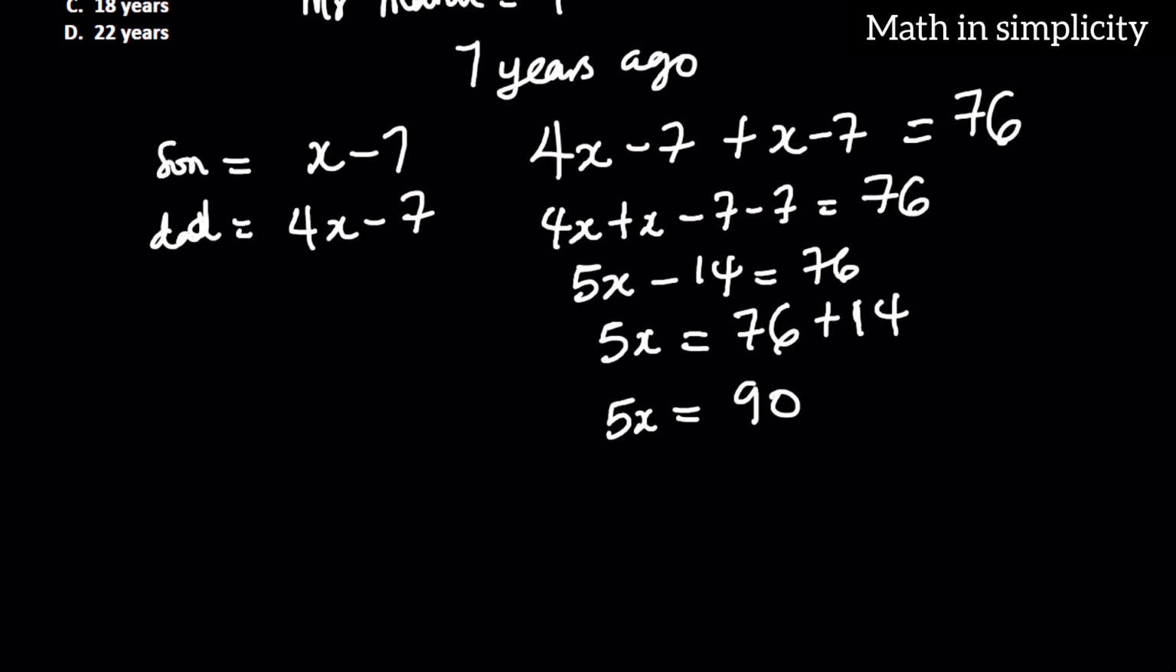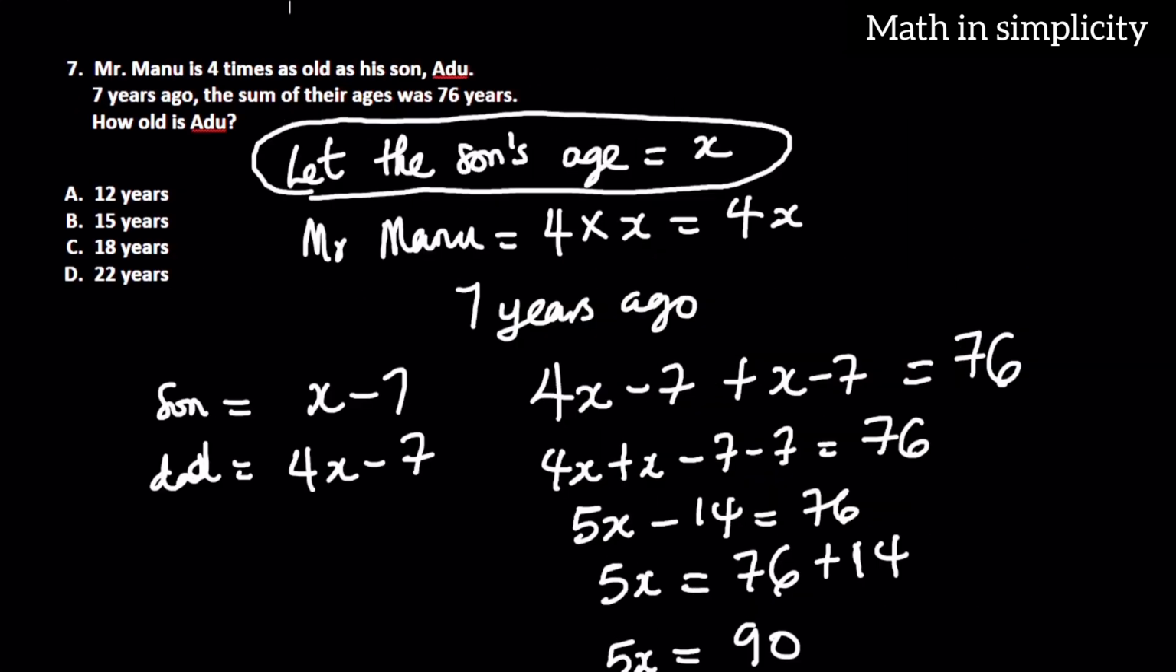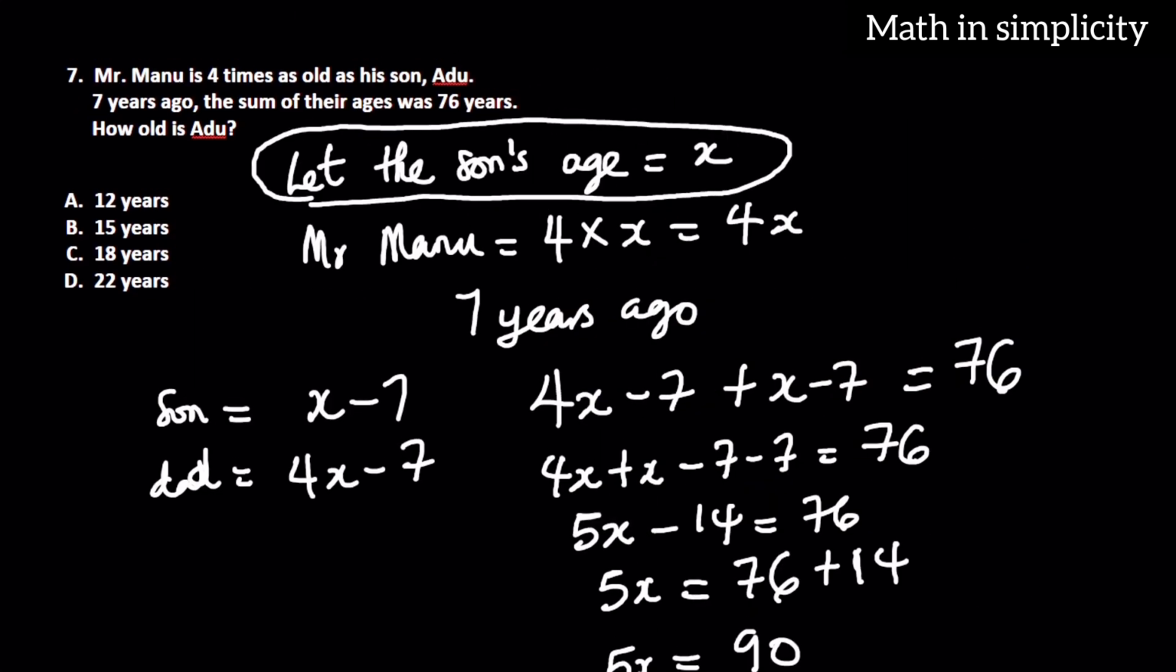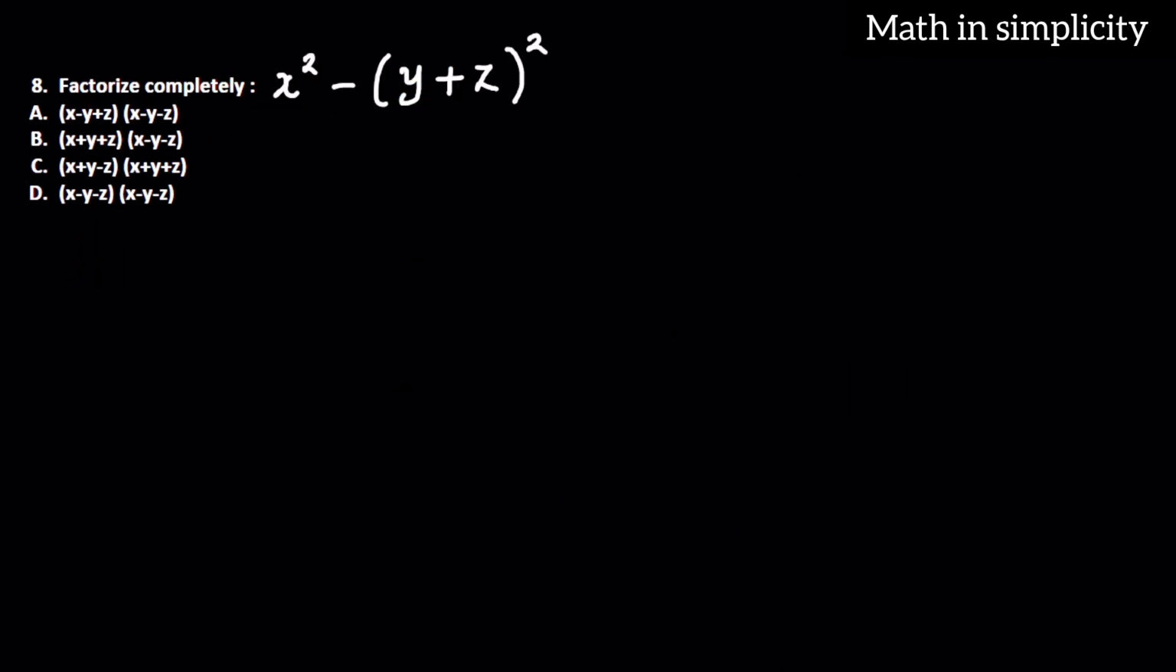So x, dividing through by the coefficient, which is 5, 5 is going to cancel 5. X will be equal to 90 divided by 5. 90 divided by 5. 5 into 9 is 1 remainder 4, into 40 is 8. So Adu should be 18 years, technically speaking. So let's go to the options. 18 is option C, so the correct option there should be 18 years. So that's it for this question.